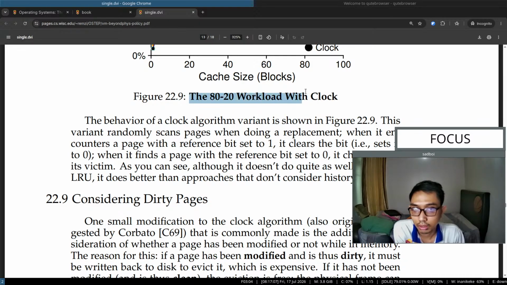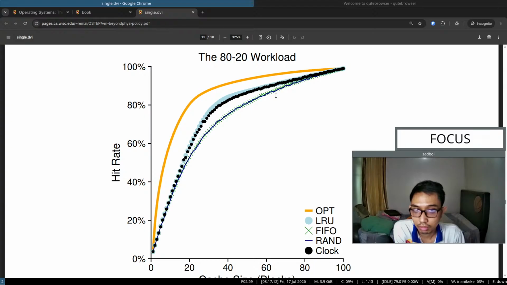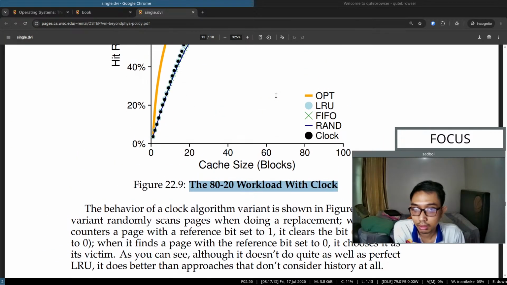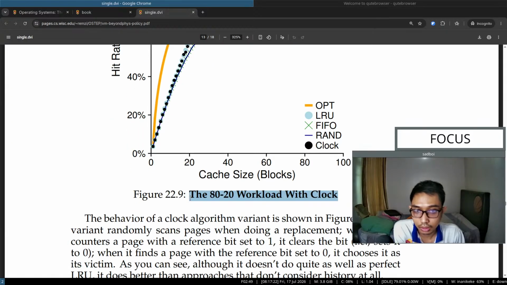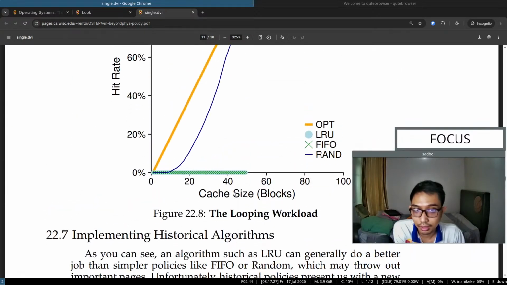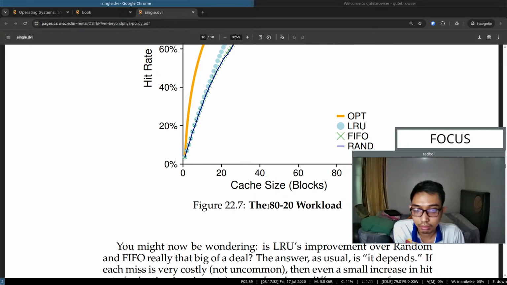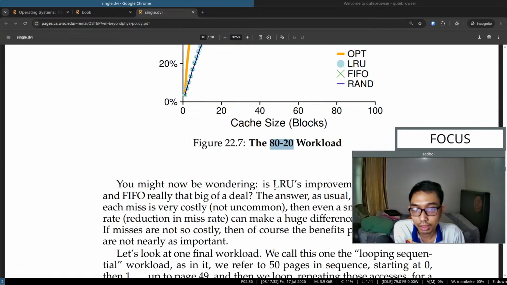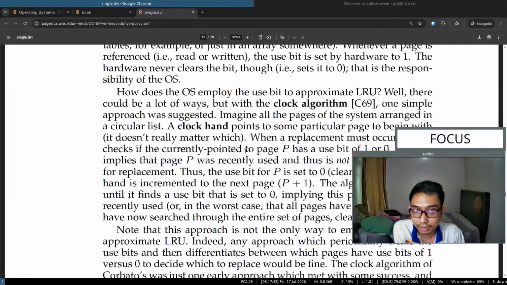Oh, there is the 80-20 workload with clock. Interesting. But wait a minute, why is it suddenly different from the 80-20 here? Oh no, I guess it's kind of the same. I mistook that for the looping workload here. My bad.